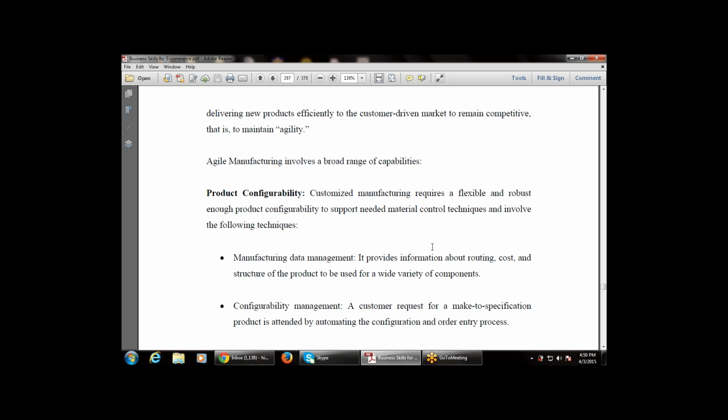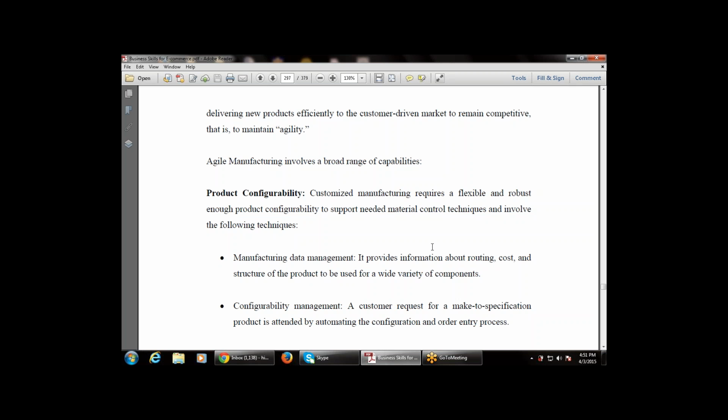Manufacturing data management means the management will be done on the basis of the manufacturing data. It provides information about routing, cost and structure of the product, to be used for a wide variety of components.